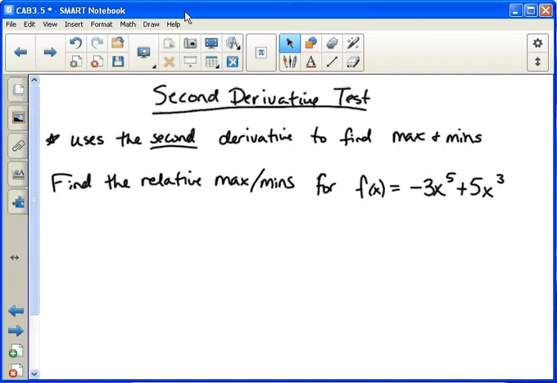Lots of people are tempted to call the process where we find concavity and points of inflection the second derivative test. And we do use the second derivative for that, but that's technically not the second derivative test. The second derivative test is a way to use the second derivative to find maxes and mins. The first derivative test uses the first derivative to find maxes and mins. We do that with that chart. The second derivative test finds maxes and mins with the second derivative.